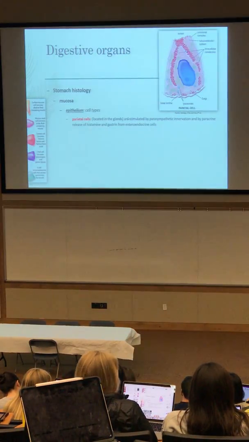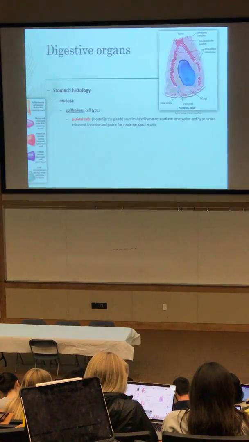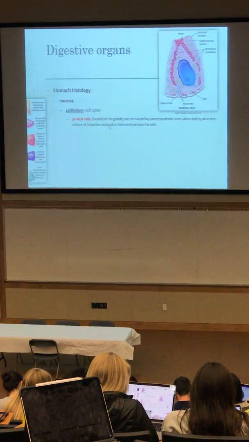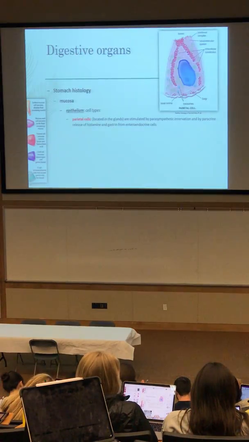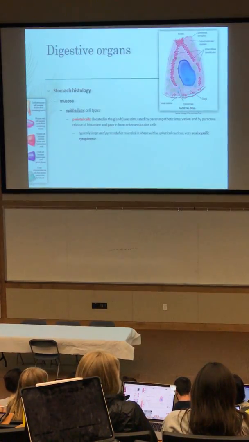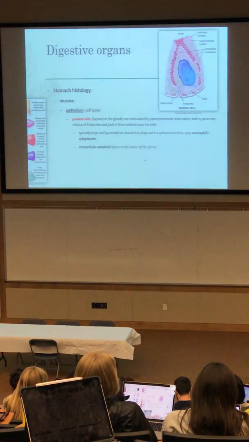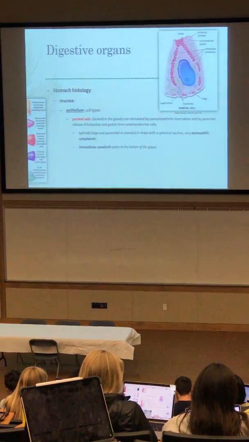So they're stimulated by parasympathetic innervation and also by paracrine release of histamine and gastrin. Histamine is released by cells like mast cells, and gastrin is a hormone that's released by the endocrine cells in the digestive tract. Okay, so typically these are large, they're more or less pyramid or rounded in shape, they have a spherical nucleus. The cytoplasm is very eosinophilic, very pink, so they stand out, they're easy to see because they're big and pink. They have these intracellular canaliculi which open into the lumen.